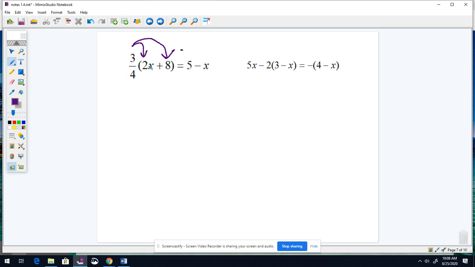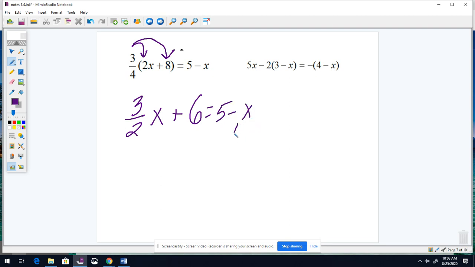So I'm going to take 3 halves times 2. Again, you can utilize a calculator if you need to. 3 halves times 2 is 3/4, times 2 is 6/4, which is the same as 3 halves. You can use decimals. You just want to be careful with repeating decimals. 3/4 times 8 is 6 equals 5 minus x.